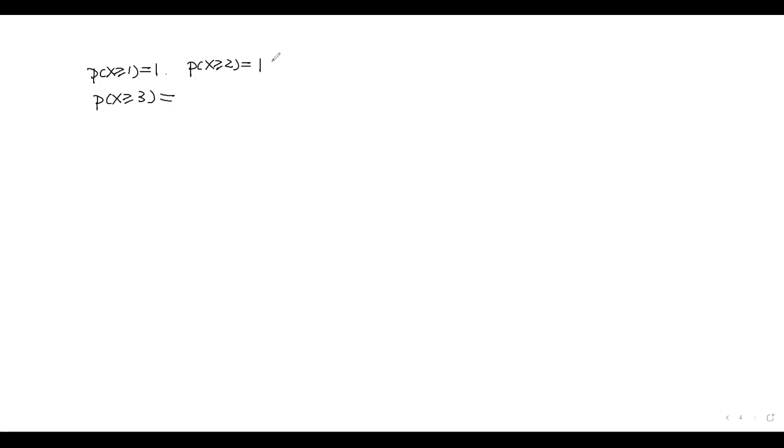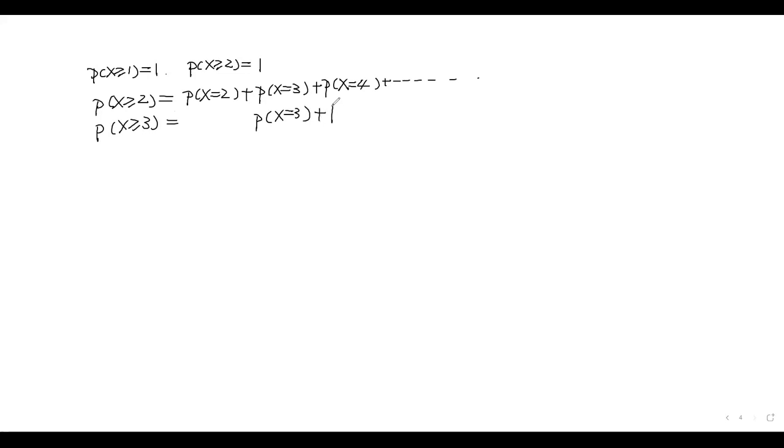So you can see the probability x greater than or equal to 2 is the probability x equal to 2 plus the probability x equal to 3 plus the probability x equal to 4 and so on. Then the probability x greater than or equal to 3 is equal to the probability x equal to 3 plus the probability x equal to 4.